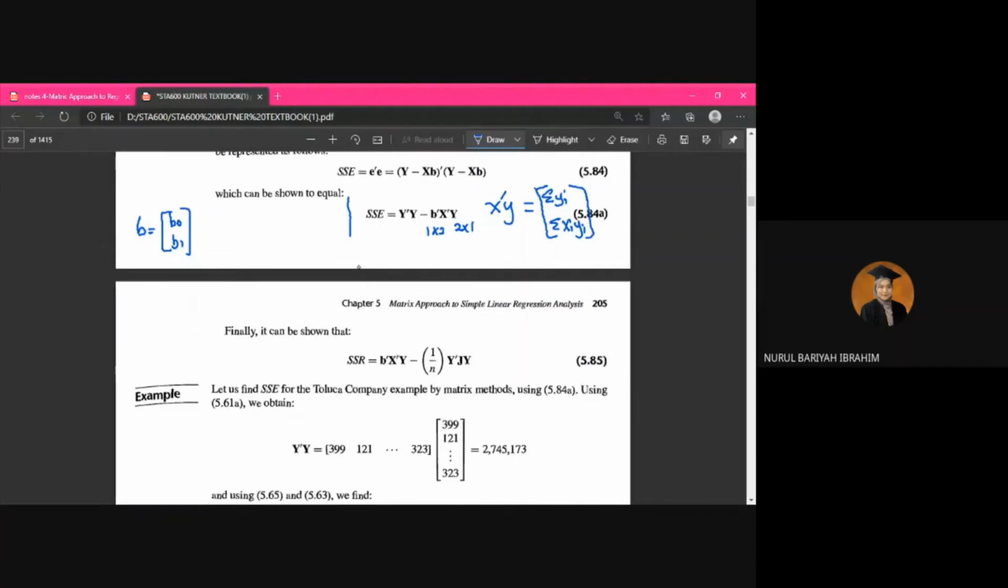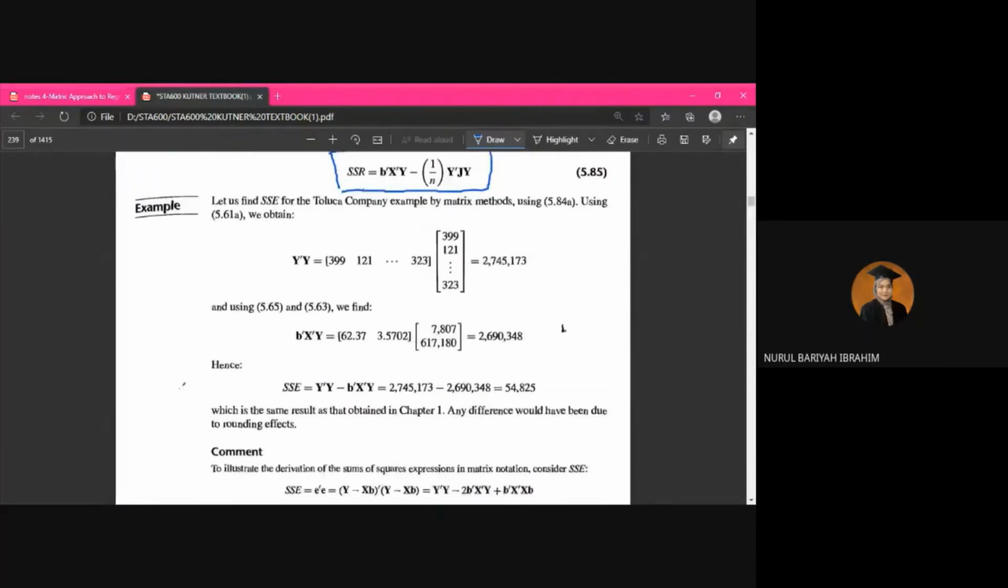And this is the formula to find the SSR. Once we have SST and we have SSE, SSR is just SST minus SSE. This is an example.